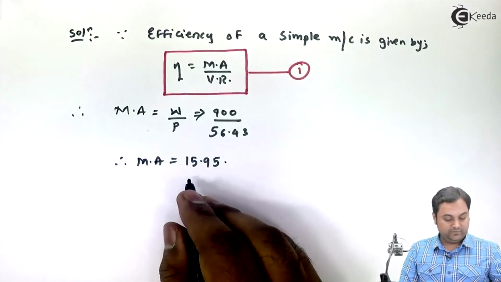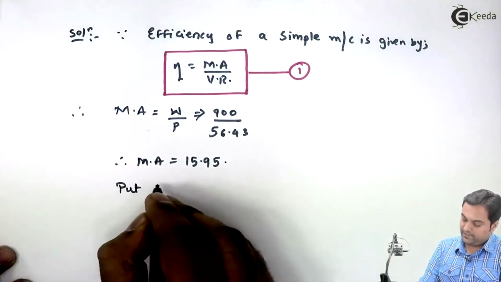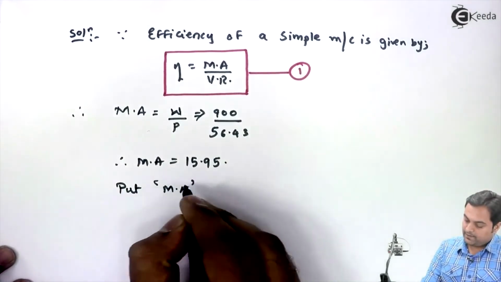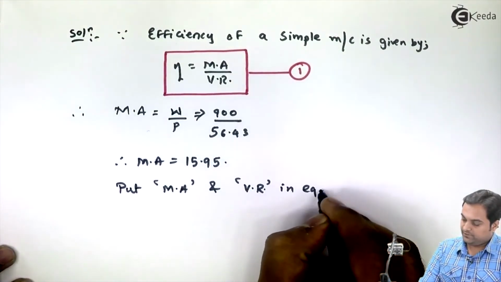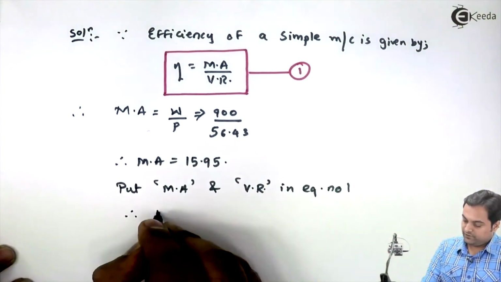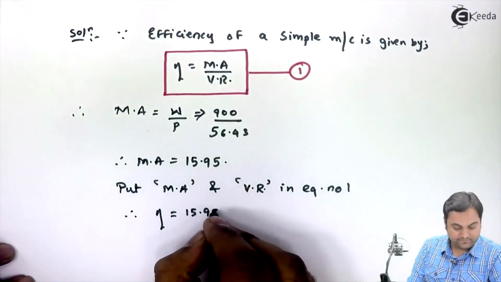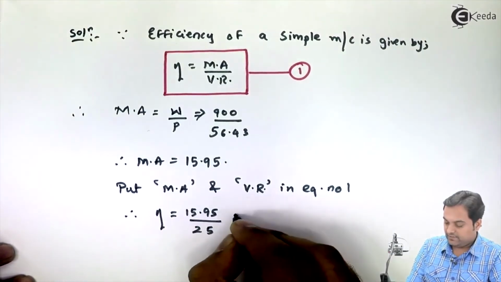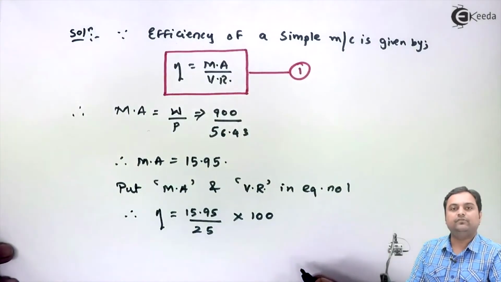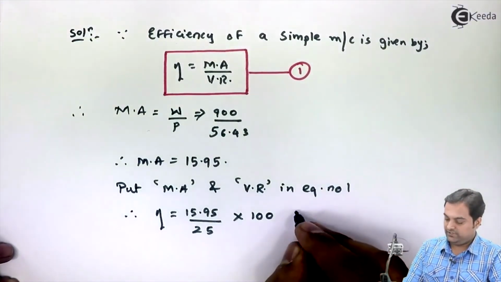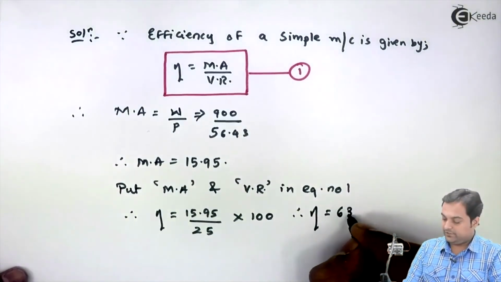Now I know mechanical advantage, velocity ratio is given as 25. So I'll put MA and VR in equation number 1. So therefore efficiency will be equal to MA is 15.95, VR is 25. I'll multiply them by 100 to get the answer of efficiency in terms of percentage. So therefore efficiency comes out to be 63.8%.